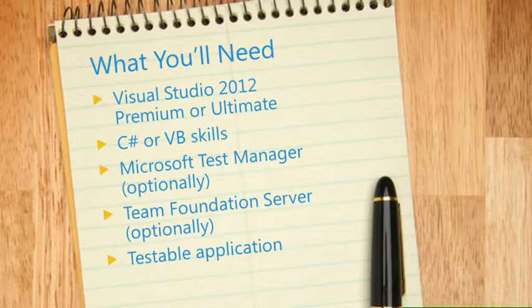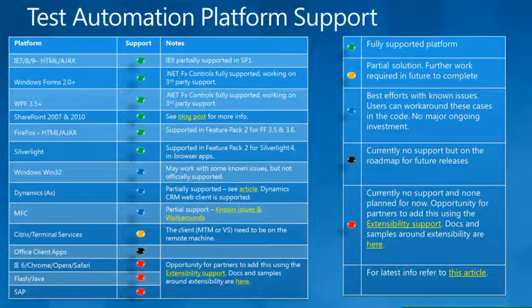And then you'll need a testable application. That may sound like a no-brainer, but given that the coded UI test engine itself relies on some of the accessibility hooks within the applications that you're building, you need to make sure that the application type you're using will work well with our tool. Now, this is not a slide that I expect you to read. I know it's really small in the back, but I do want to talk about a few of the major buckets in terms of the types of applications that we do support.